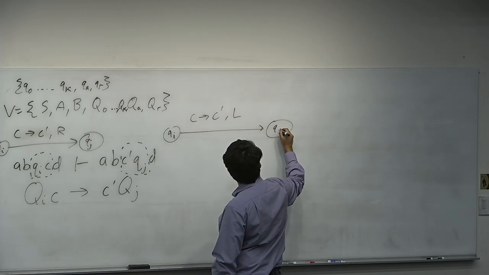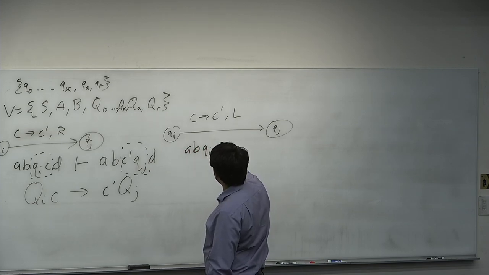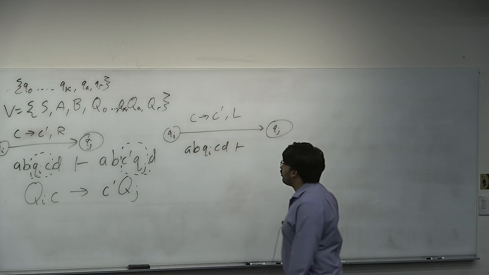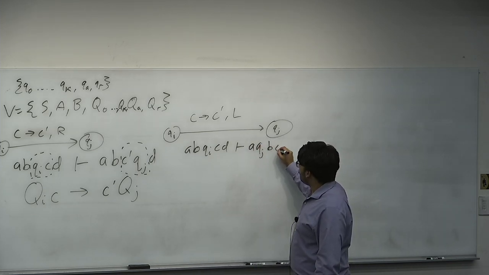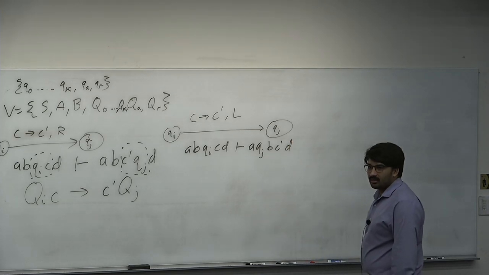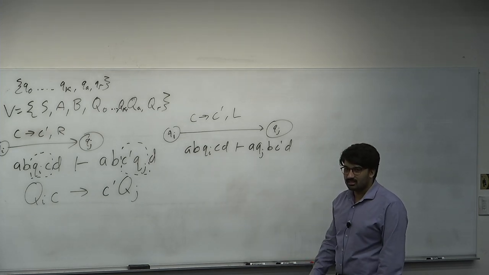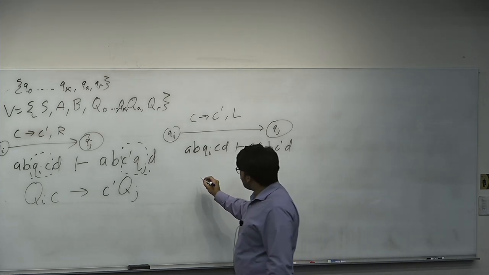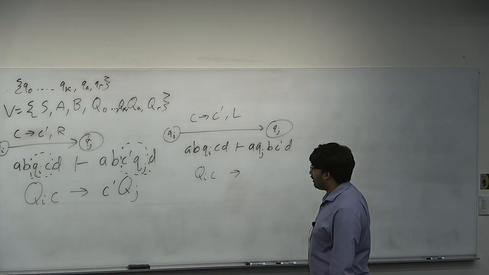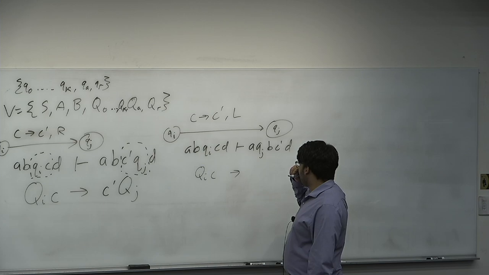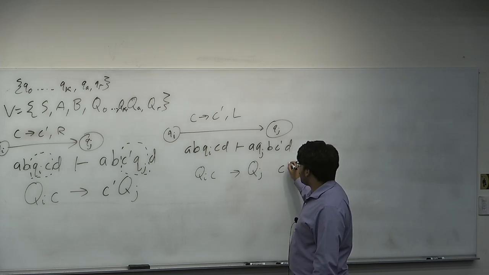What if we have read C, write C prime, move left from QI to QJ? This is going to be like A, B, QI, C, D. This is going to yield, read the C, write the C prime, move left. So this is going to be A, QJ, B, C prime, D, right? A little trick here because this B now is moving in front of it. We have a sort of asymmetrical way we have to do this. So we say, okay, we have QI C, we want to write the C prime and then move to the left. So it's going to be like QJ, something, C prime, right?